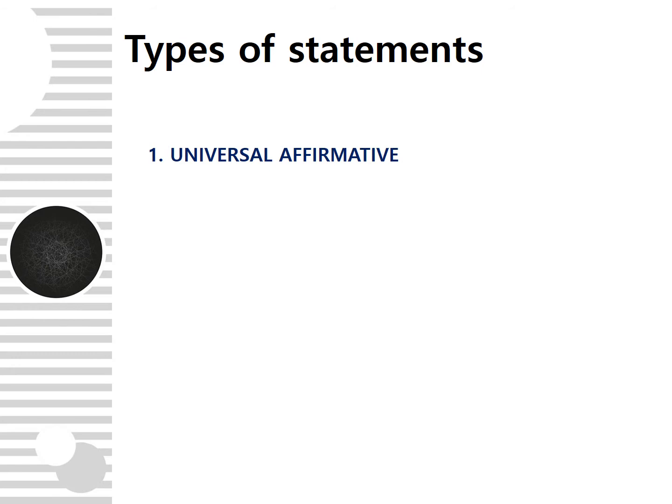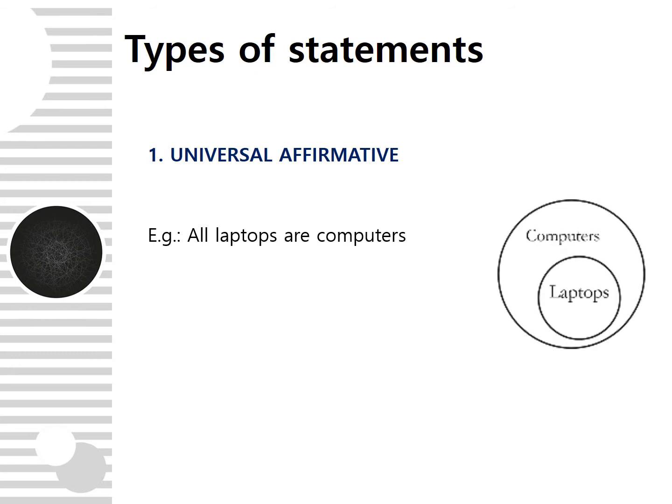The first step in learning syllogisms is understanding the different types of statements or premises. There are four types of statements in syllogisms. The first type is called universal affirmative. Example, all laptops are computers. This can be represented in the form of this Venn diagram. Even though we are going to solve the questions using the rule method, this diagram is shown to you to understand it better. This means that every entity inside the smaller circle is part of the bigger circle.